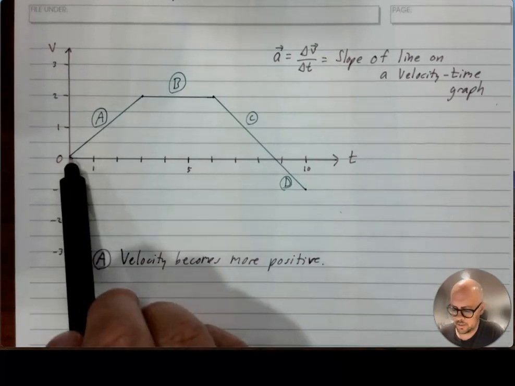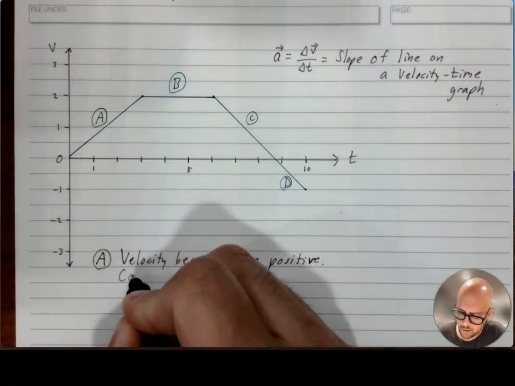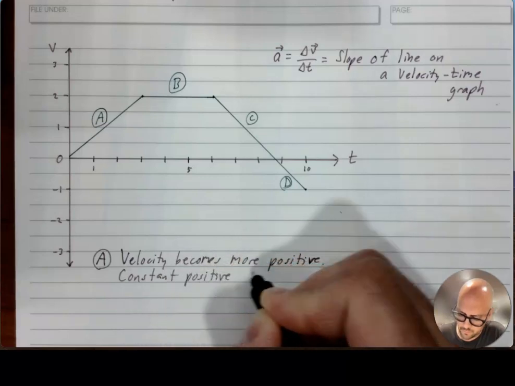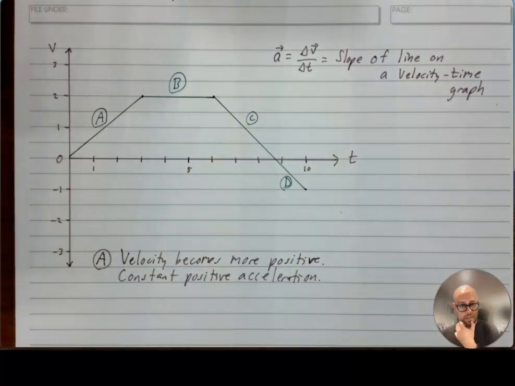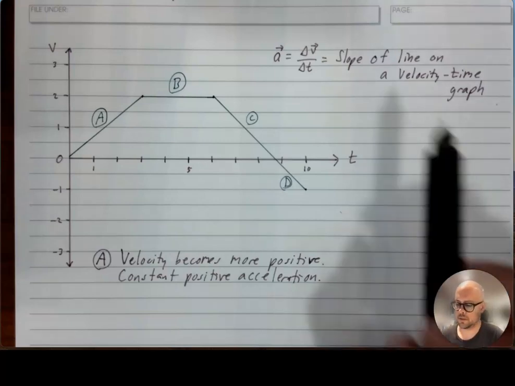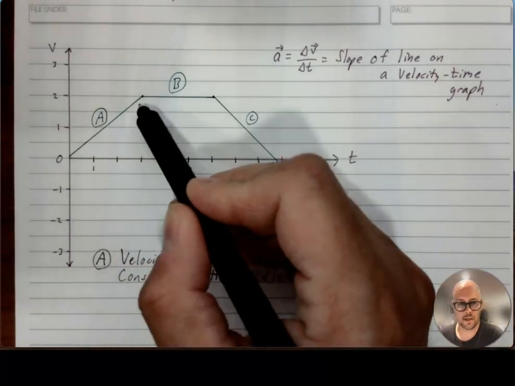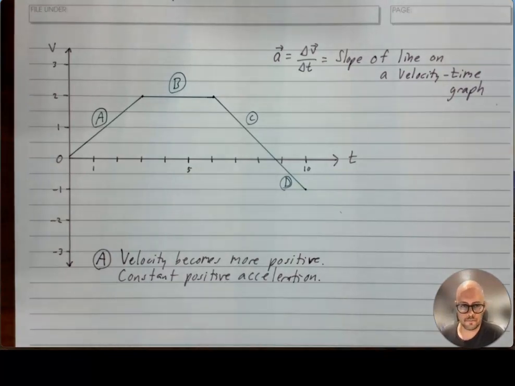We can say, well, the velocity did become more positive, so another aspect of segment A is that it's constant positive acceleration. Now, the reason I can say that it's constant is because acceleration is the slope of a line on this graph, and this line is a straight line. So it has a constant slope, and therefore it has a constant acceleration. The acceleration is positive because the slope of this line is positive. So I can say that as well.